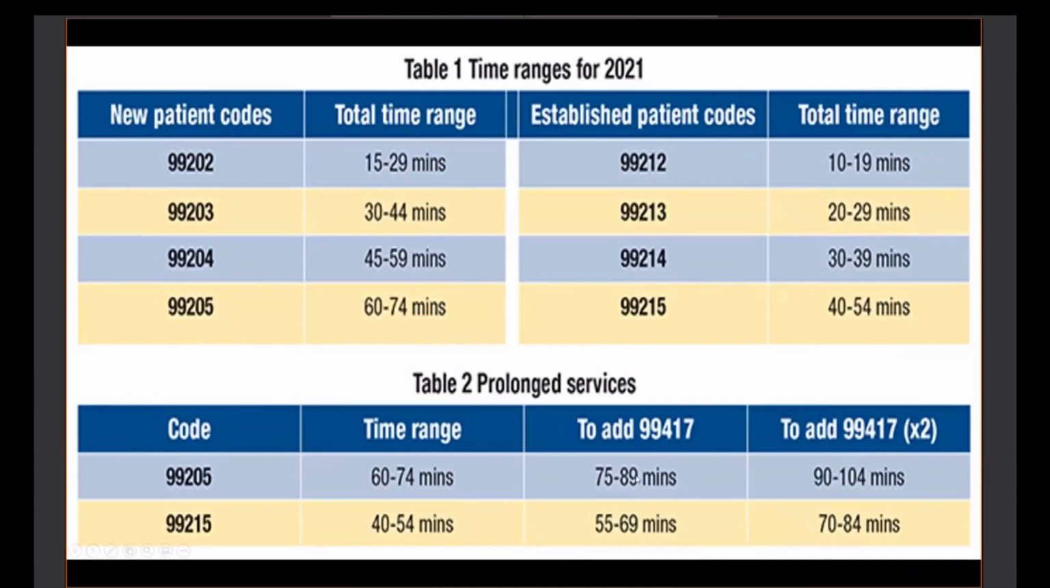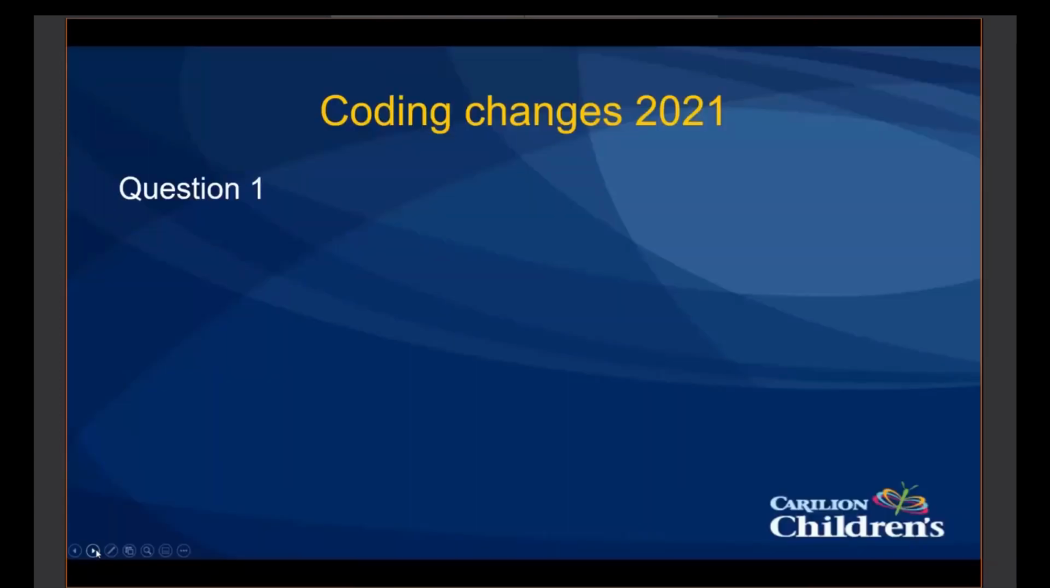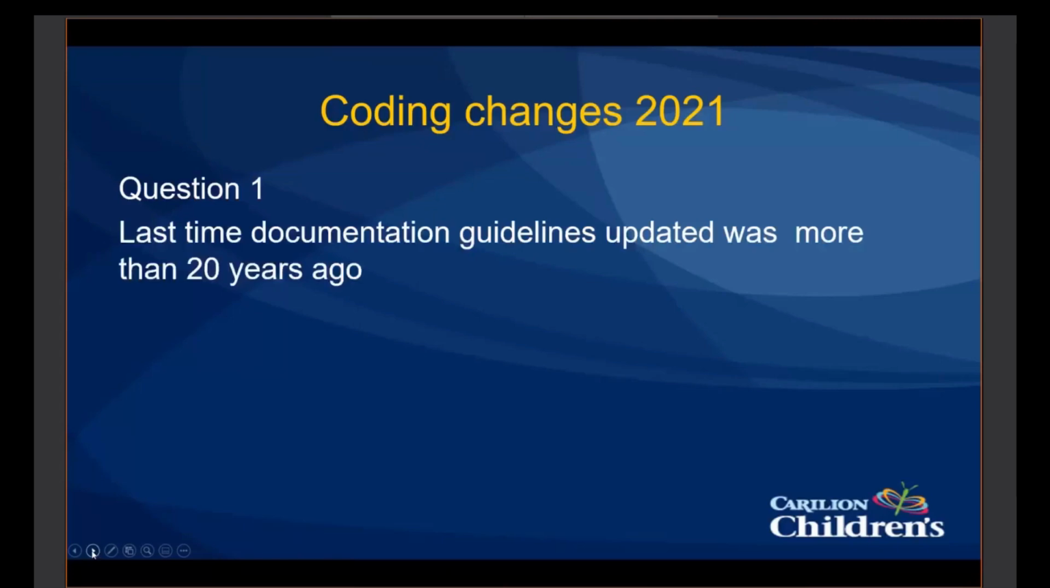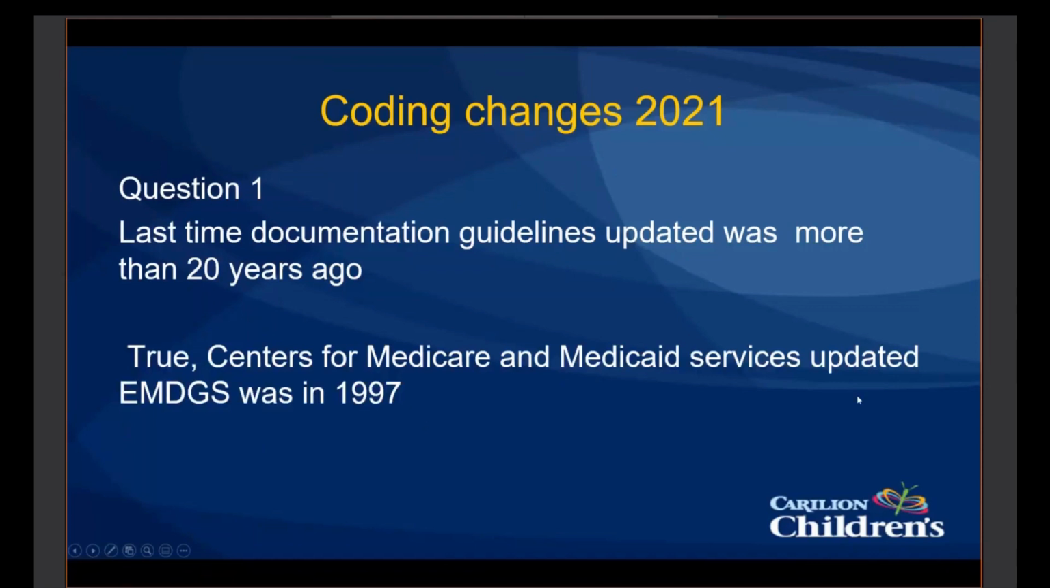Question 3. Interpreter is considered an independent historian. True or false? Correct. Yeah, no, very good. The parent or caregiver providing the information is the independent historian. Okay. So code 99201 has been deleted and 99211 does not have any specific MDM elements. True or false? That is correct. So 99201 was deleted because there was not much difference between 99201 and 99202, and it wasn't used very often anyway. And then 99211 doesn't have any specific MDM elements like we mentioned before.